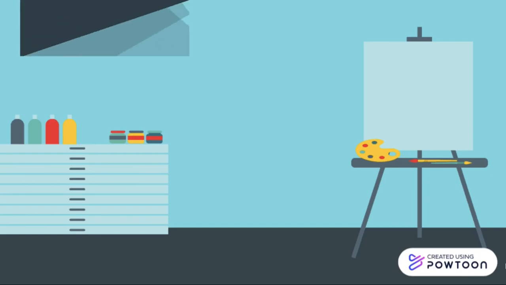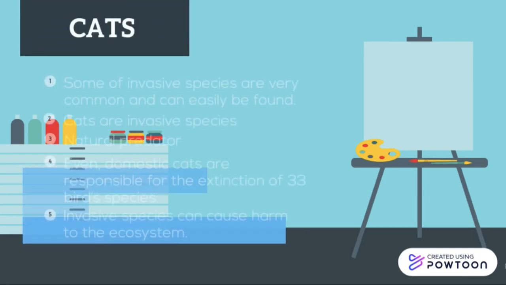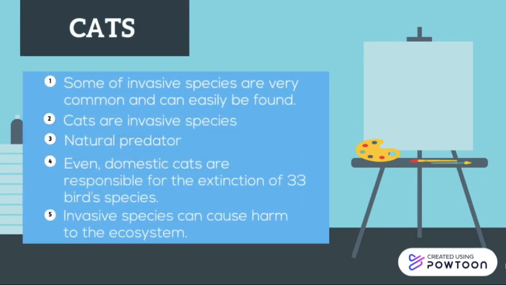Now, let's move on to examples of invasive species. It turns out that some invasive species are very common and can easily be found. Some are even taken as pets. The first example is cats. Cats are invasive species because of their nature or behavior. They are natural predators.